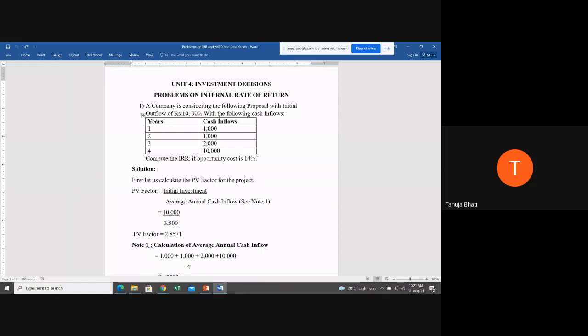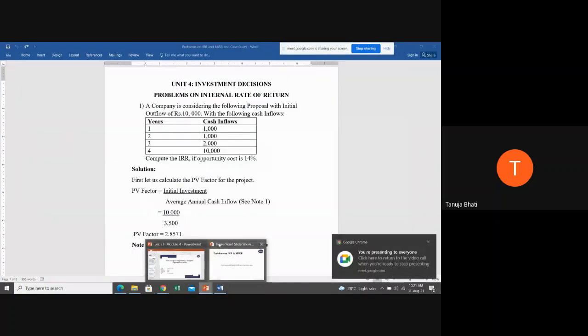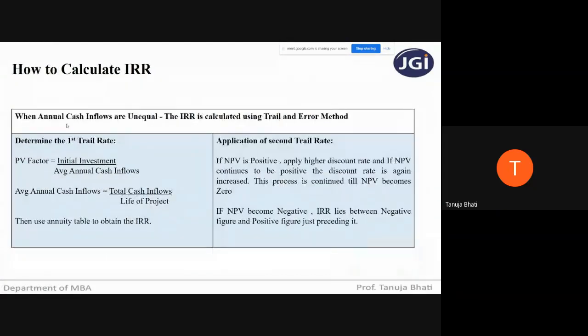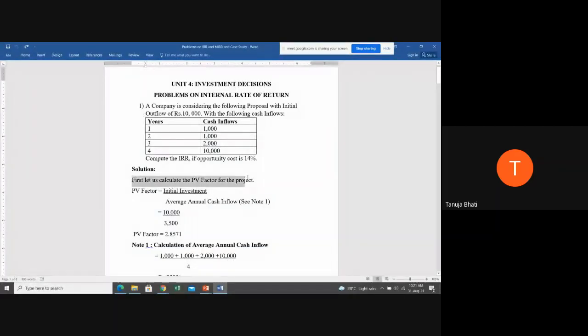Now, for that you have to pick up one rate. What is the first rate that you're going to pick up? Every year the cash flows are unequal, right? We have seen in our PPT, when the annual cash inflows are unequal, the IRR is to be calculated using the trial and error method. So how do you determine the first trial rate? First find the PV factor. So let us first calculate the PV factor for the project.